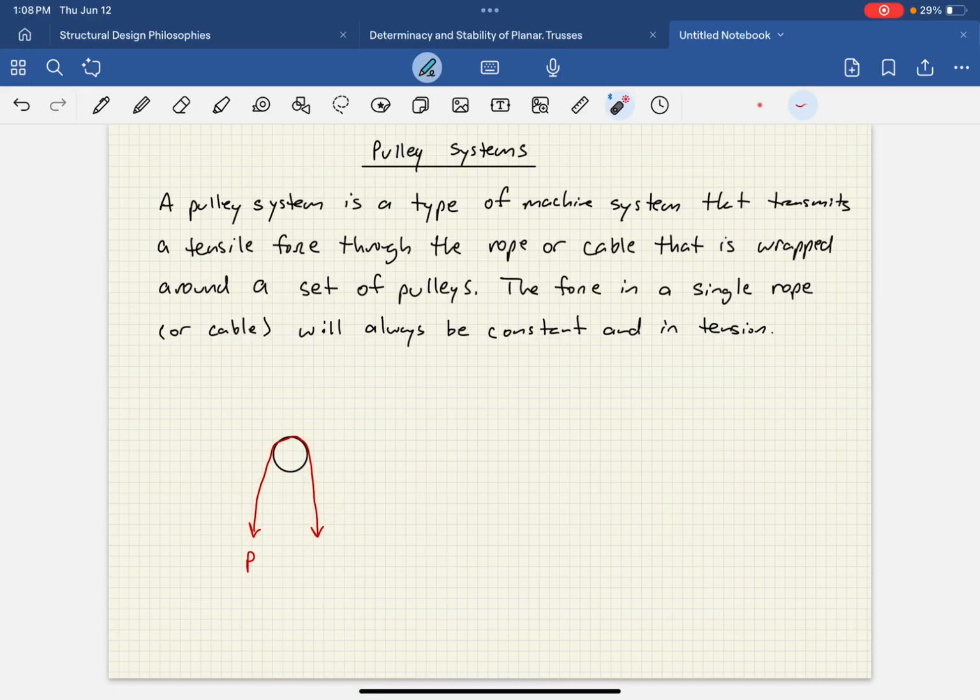So that means on the other side of that cable or rope, you're going to have the same magnitude P, because it's the same rope that's transmitting that same tensile force. And again, it's going to transmit specifically tensile forces. Think about this: have you ever tried to push on a rope or a cable? Well, if you do, it's just going to crinkle up. It's not going to sustain any compressive forces, okay?